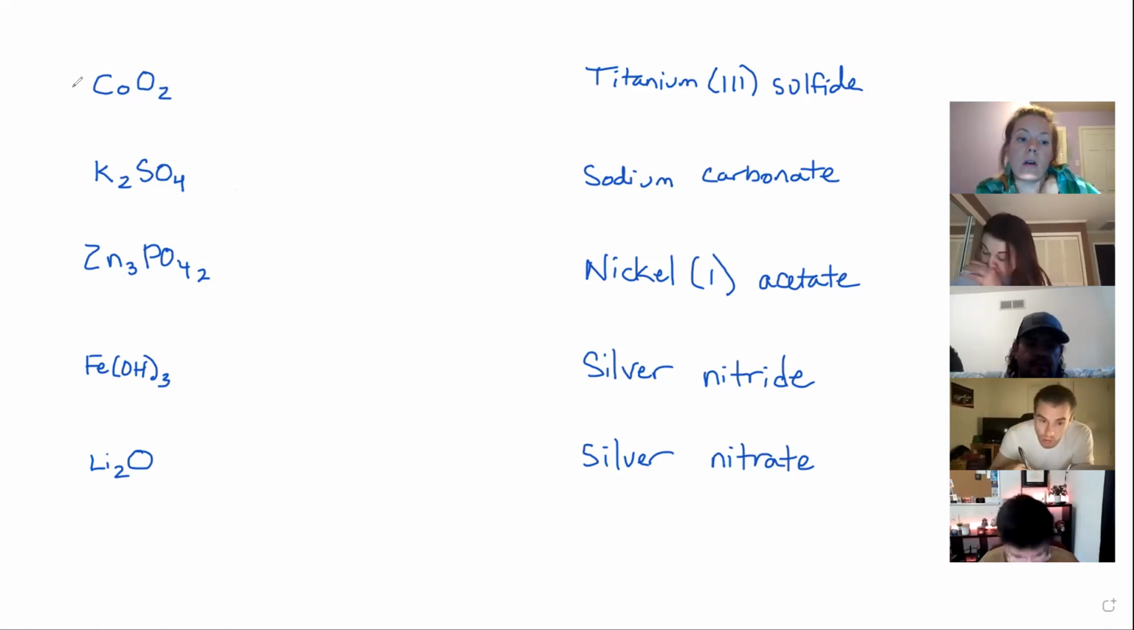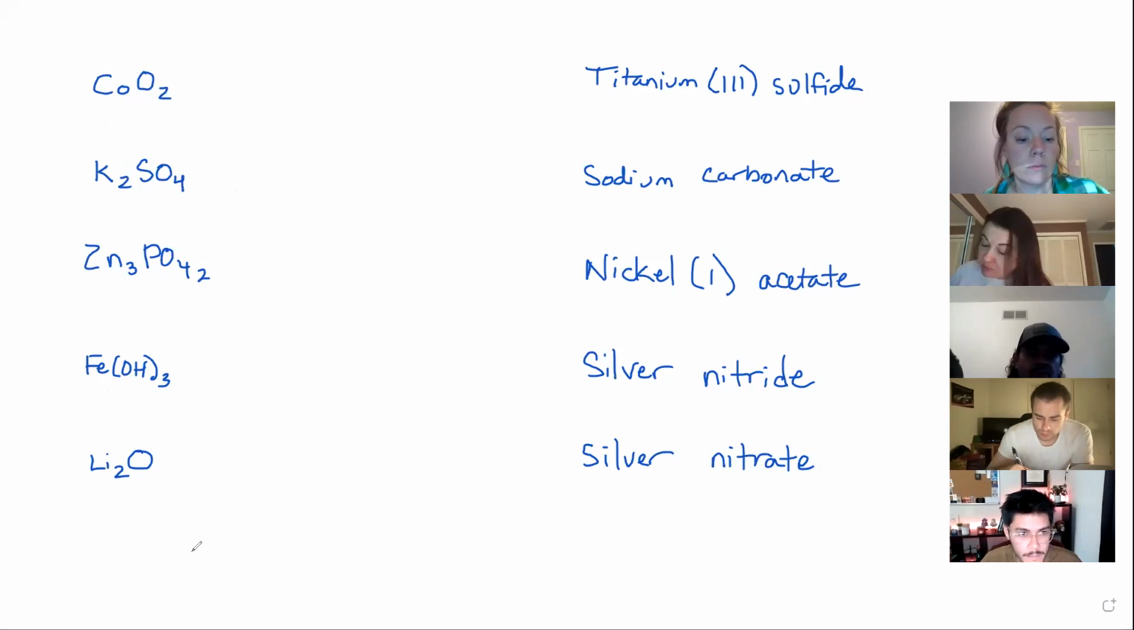So for each one, you might want to classify, is it a type 1 with a predictable charge? Is it a type 2 with an unpredictable charge? And you might want to identify and or put a note if there are polyatomic ions in there. I'll give you all a couple minutes for that. Say I'll give you 6 minutes for it.